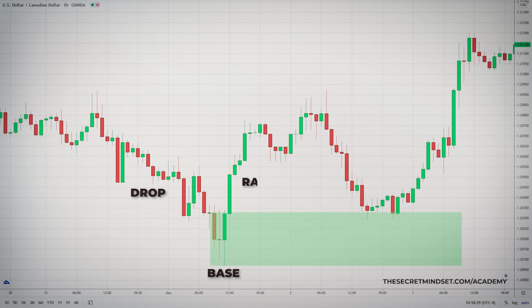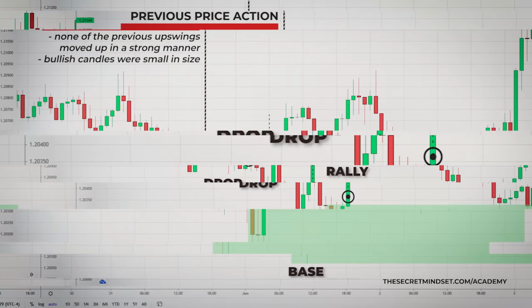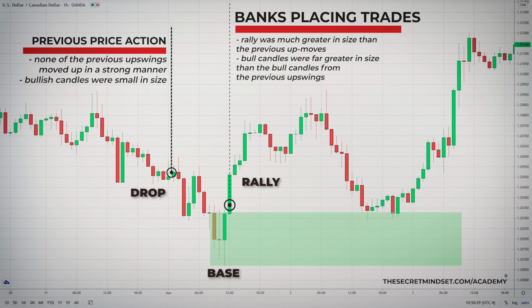Check out this rally which took place at the end of this down move. This move up most likely occurred due to professional traders placing buy trades. The way I can determine this is by looking at the previous moves up in a downtrend. It's all about previous price action. None of the previous up moves against the trend moved up in a strong manner. The bullish candles were either small or had wicks present at the top of the candles, which shows us someone was selling even though the market was moving higher. Each one of these up moves were created by bank traders taking profits of their sell positions.